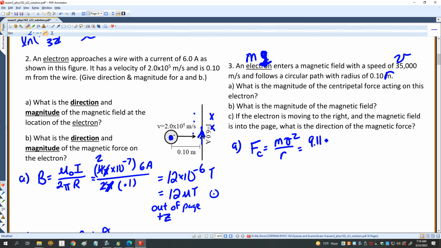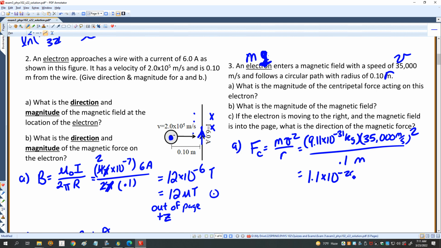So that's 9.11 times 10 to the minus 31 kilograms. The speed is 35,000, and that's squared. And then the radius is 0.1 meters. So I get 1.1 times 10 to the minus 20. That's in newtons. That's the centripetal force acting on this electron.